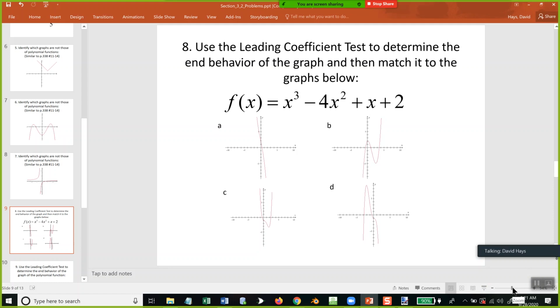Now this one, number 8, says use the leading coefficient test to determine the end behavior of the graph, then match the graphs below.